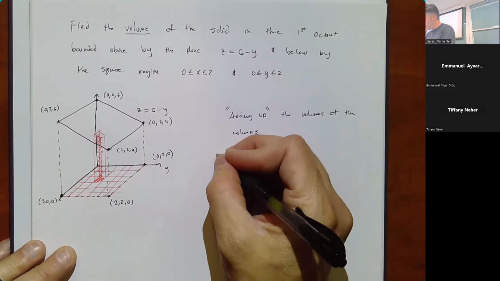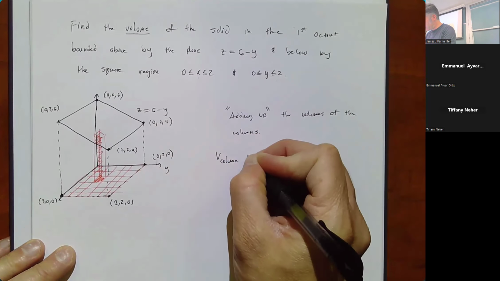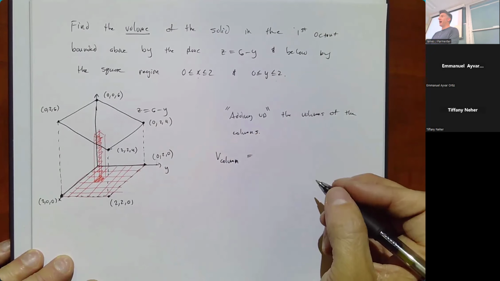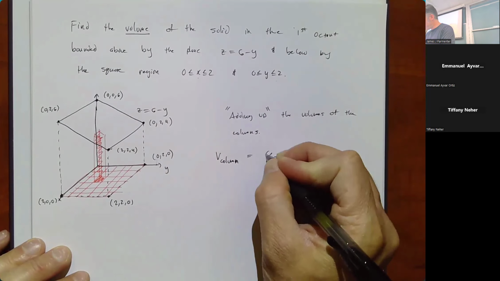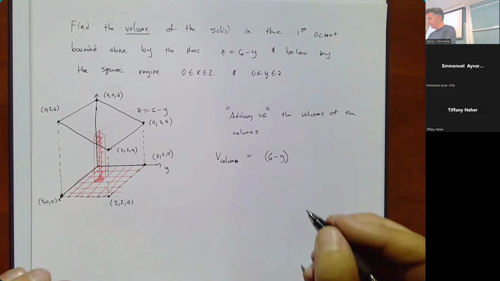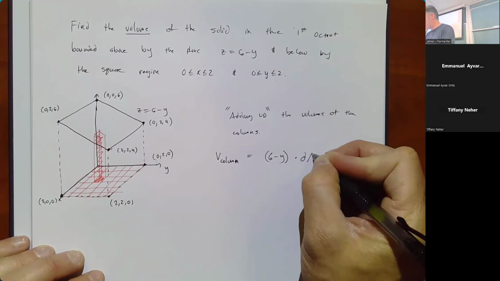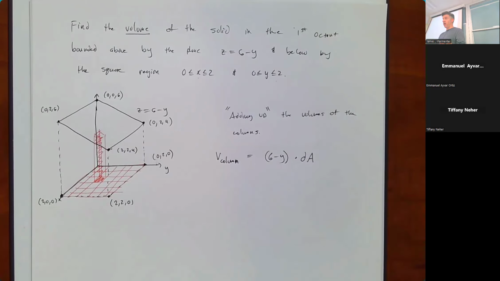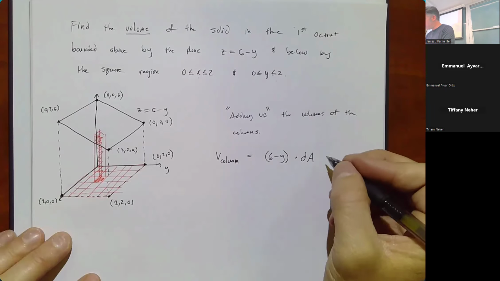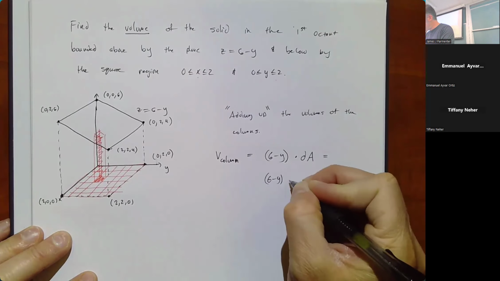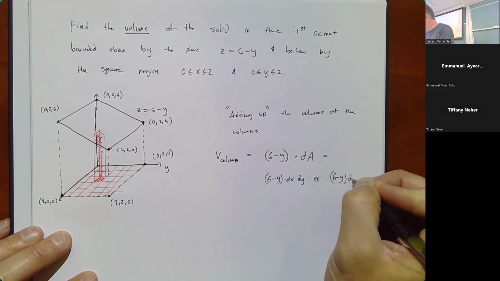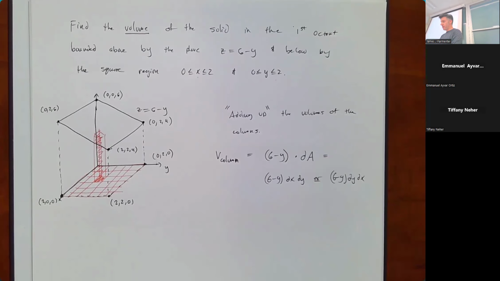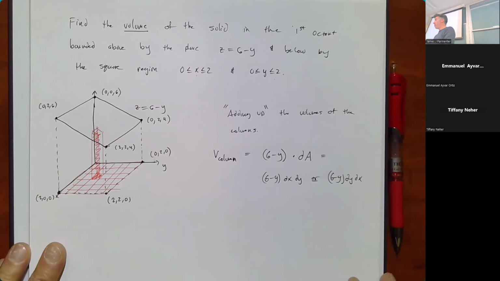Well, great. The volume of one column is the height of the column. Well, that's just the height of my function times the area of the base. But the area of the base, often people will write it as dA for a small change in area. But dA just means you can either write dx times dy or dy times dx. Either way, that makes sense. So this is just your 6 minus y times dx dy, or 6 minus y times dy dx. Either way. And then we're going to quote unquote add them all up.